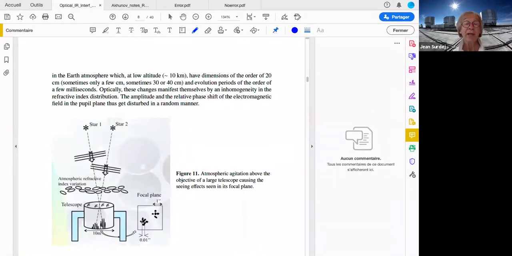I just say a few words about atmospheric turbulence. And of course, when you are doing interferometry, we are assuming that we have adaptive optics at each single pupil to correct for the atmospheric effects which are distorting the wavefront, which is a plane wave coming from a distant star.